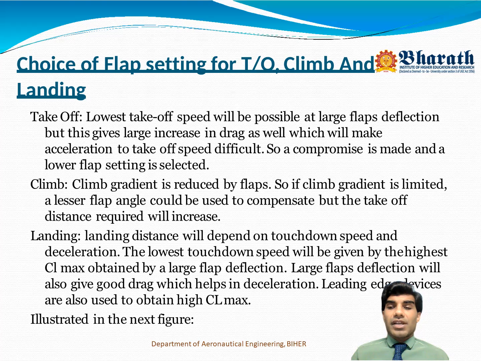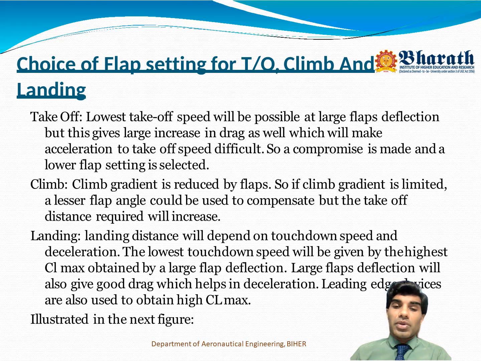Then come to the landing. Landing distance will depend on the touchdown speed. That is surely correct. And then the deceleration: we have to reduce the speed of the aircraft, and we have to reduce lift. Most aircraft will be using spoilers to reduce the speed of the aircraft and to reduce the lift value, so they can touch down properly. The lowest touchdown speed will be given by the highest CLmax obtained by large flap deflection.